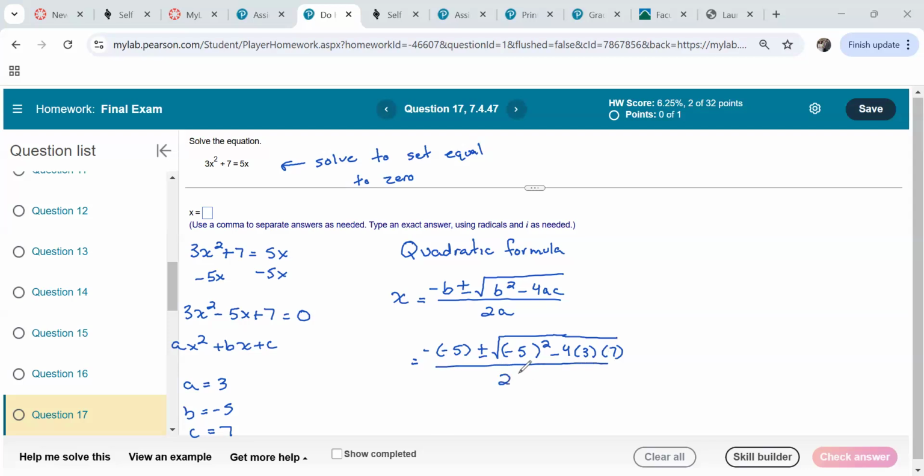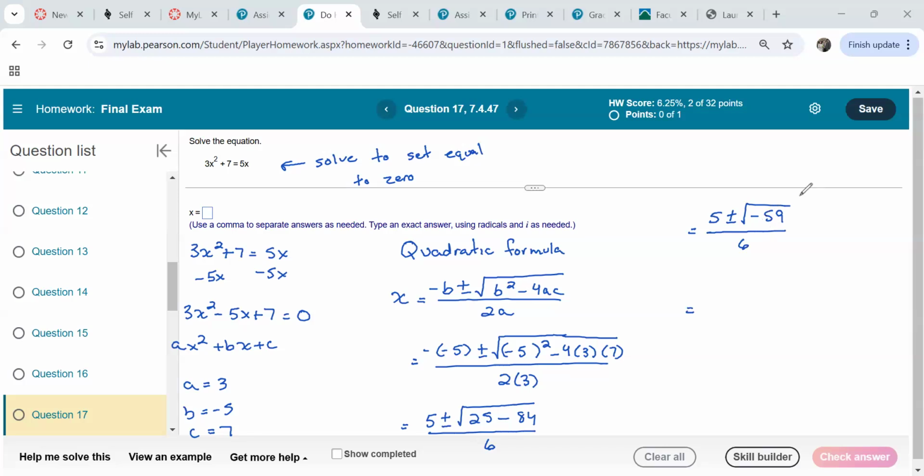And this is all over 2a, so a was 3. So this is going to simplify to 5 plus or minus 25. And then, let me see, 4 times 3 times 7 is going to be 84. So this is going to be minus 84 over 6. So we got 5 plus or minus 25 minus 84, which is going to be minus 59 over 6.